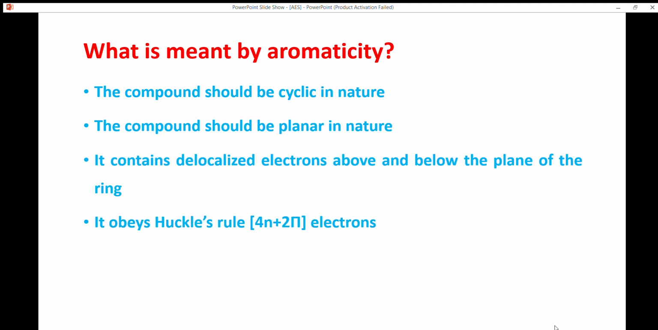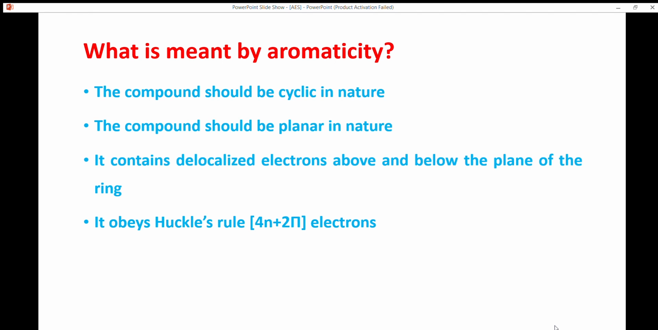Huckel's rule is the rule of thumb of aromaticity, which can determine the final establishment of aromaticity. So 4n plus 2 pi electrons, that is the number of pi electrons, should be in this particular format, where n is an integer. It starts from 0, 1, 2, 3 like that.